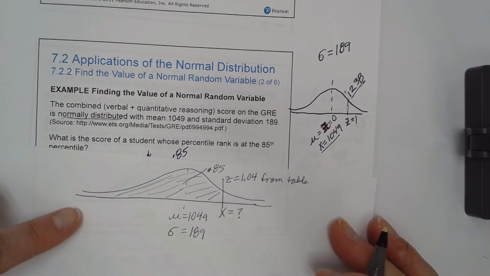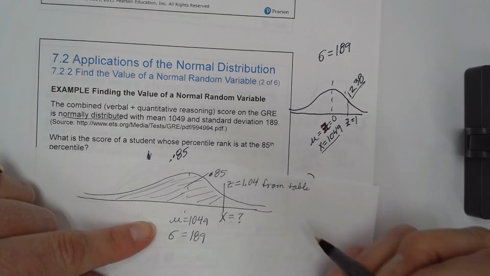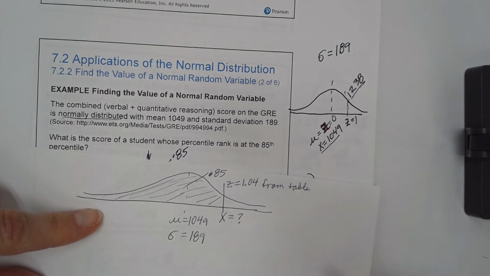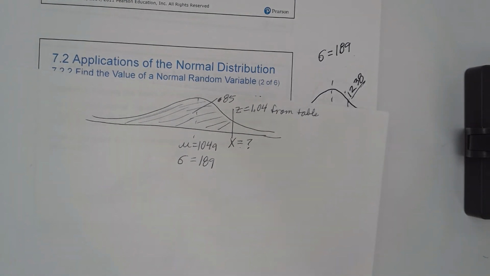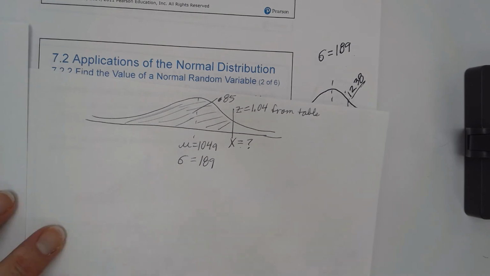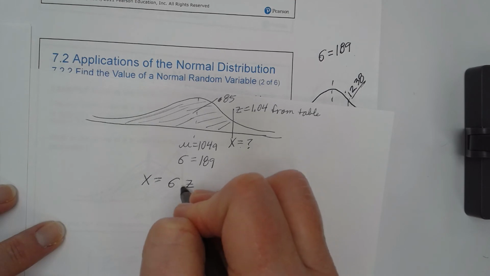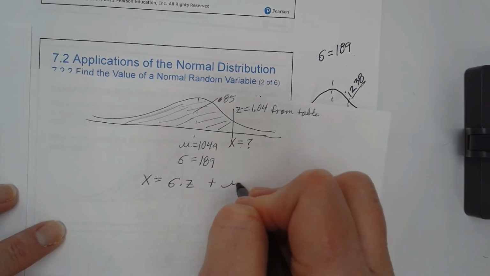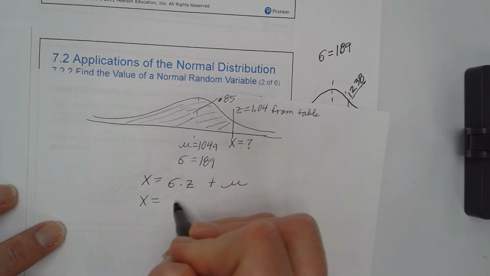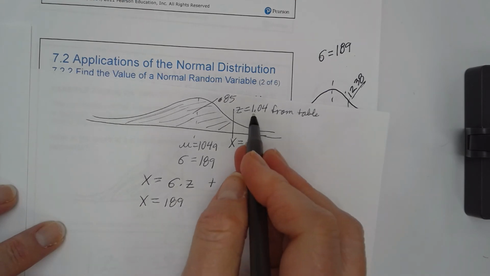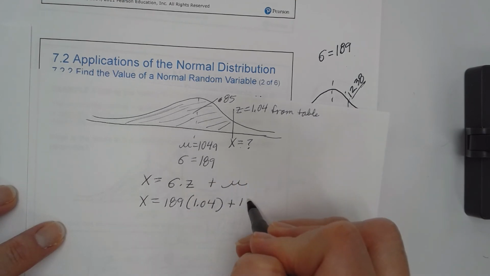Okay? All right, so if that's the corresponding z-score, then what is the corresponding x value or test score of that person? Okay, that's where you're going to use this formula. So x equals the standard deviation times z plus the mean. So then just fill in everything you know. You're looking for x. The standard deviation is 189. The z-score that we found from the table is 1.04. Plus the mean is 1,049.